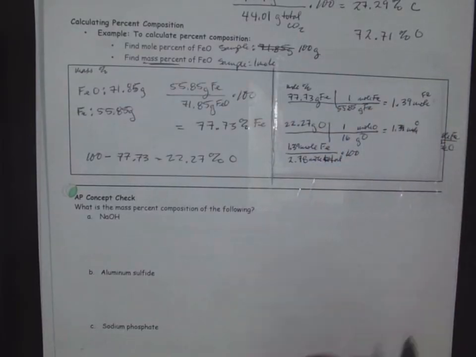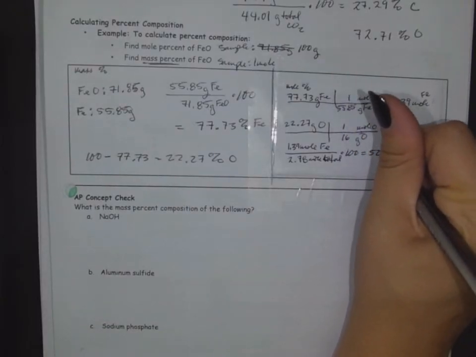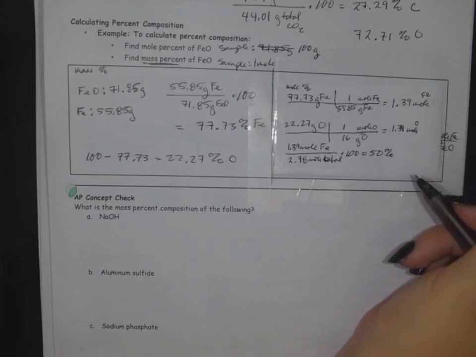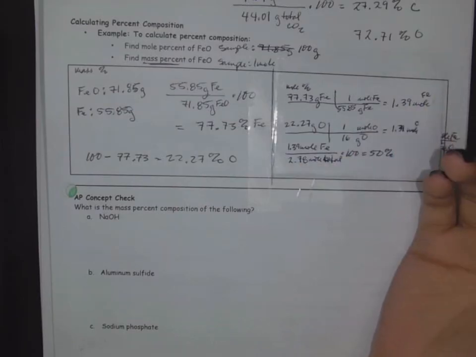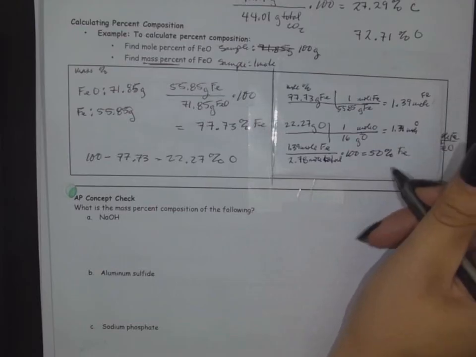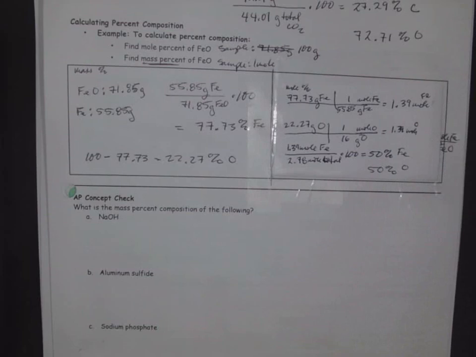Well, spoiler, you should get 0.5, and then when you times it by 100, that's going to turn it into a 50%. Okay? That 50% of this iron oxide by mole, not by mass, is iron, and the remainder is oxygen. And that's reflected in the formula. So this iron oxide, both of them have subscripts of 1. There's 1 mole of iron for every 1 mole of iron oxide.